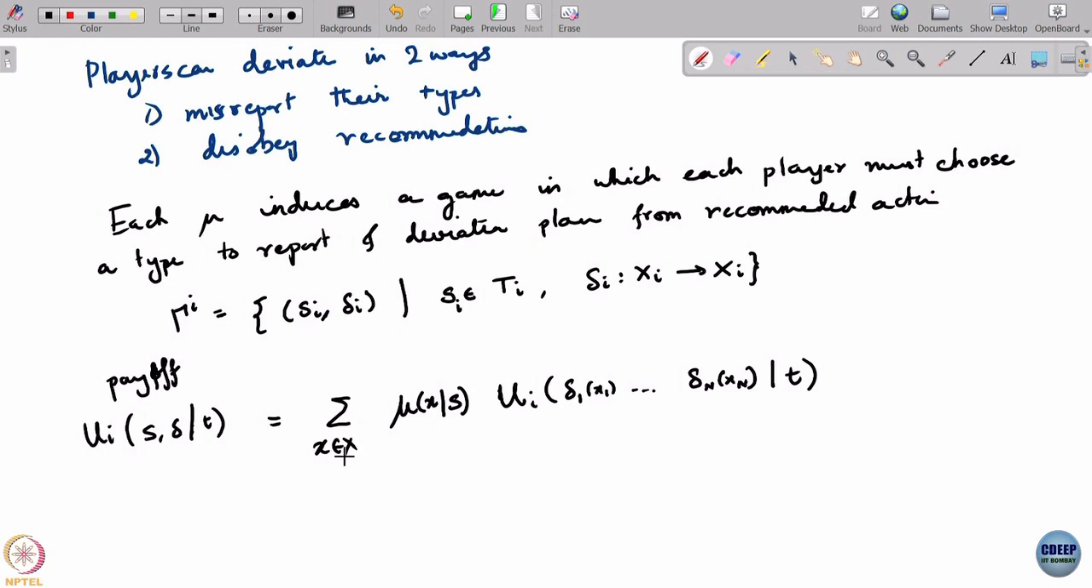So this is basically now a game of incomplete information parameterized by mu with this payoff, and these being the strategies and these being the types. So this is a Bayesian game with types T_i and strategies gamma_i.